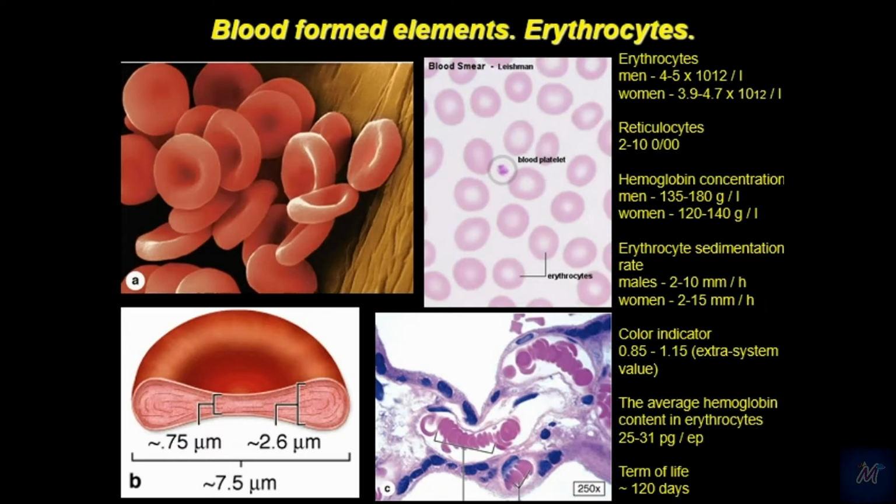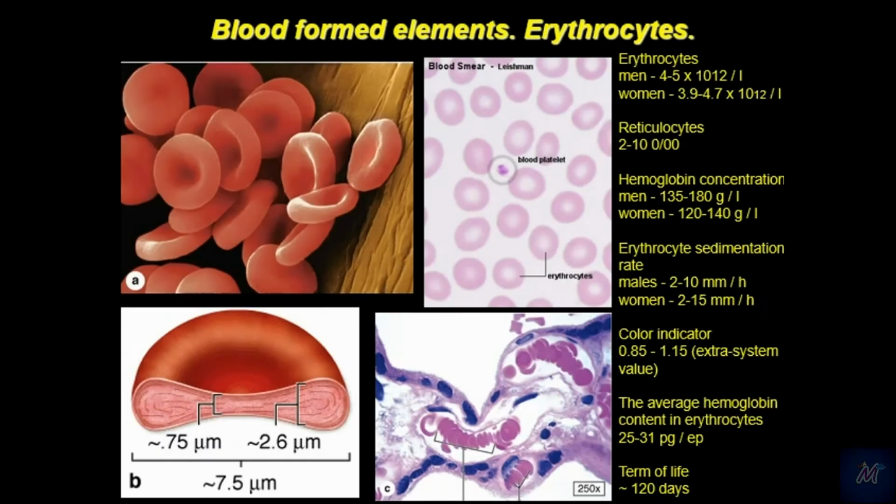If we have in the peripheral blood more than the average level of erythrocytes, this condition is named erythrocytosis. If we have in the peripheral blood less than the average count of erythrocytes, this condition is named erythropenia. Erythrocytosis and erythropenia are not normal conditions for the human body.